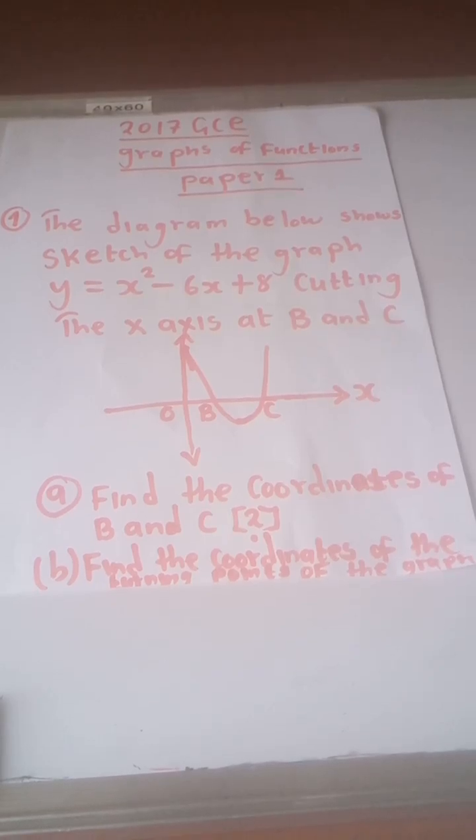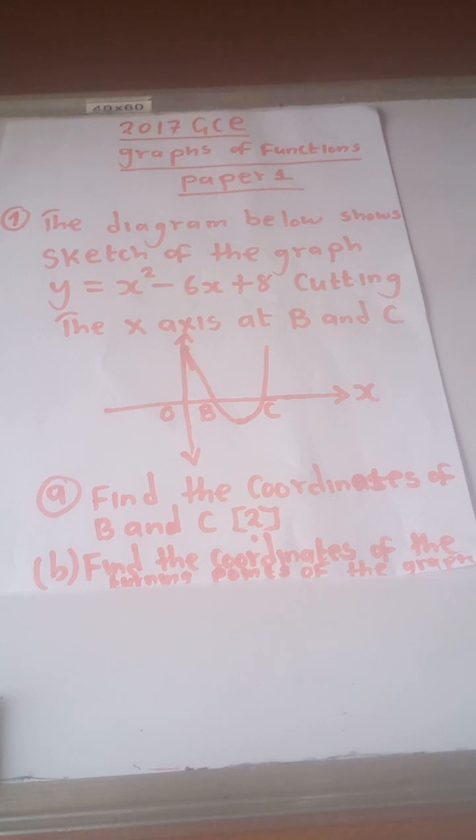This is the question. It comes from Graphs of Functions, which is paper 1. And this question is coming from 2017 GCE. The question is saying, the diagram below shows a sketch of the graph y is equal to x squared minus 6x plus 8, cutting the x-axis at B and C. This is the graph you can see.